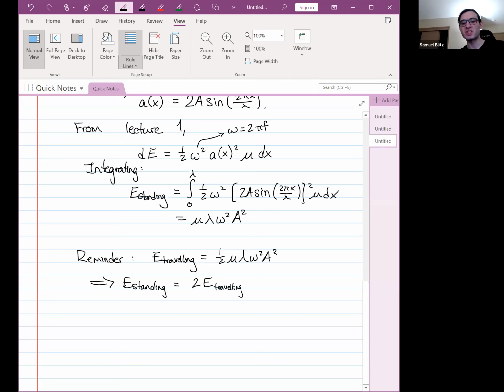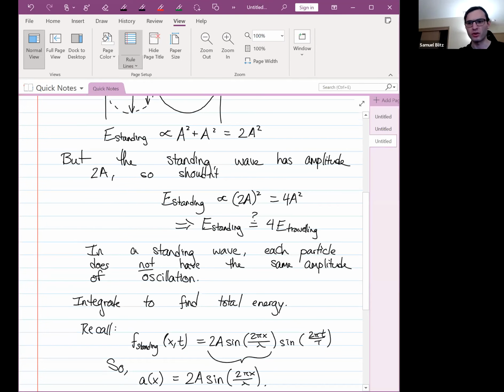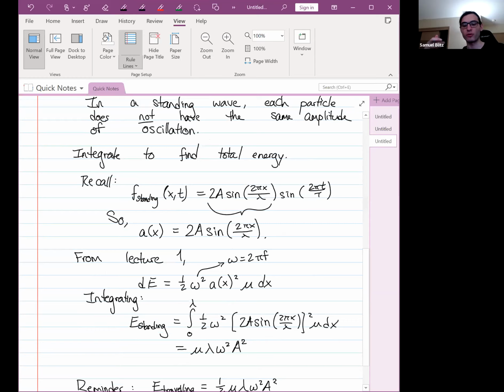So the mistake that we made when we just said the energy goes as the amplitude squared is this: the energy does go as the amplitude squared, but that constant of proportionality changes depending on the type of wave. So for a standing wave, that constant of proportionality is smaller than it is for a traveling wave. Really it's half as big. And you can work that out for yourself by doing this type of integral.